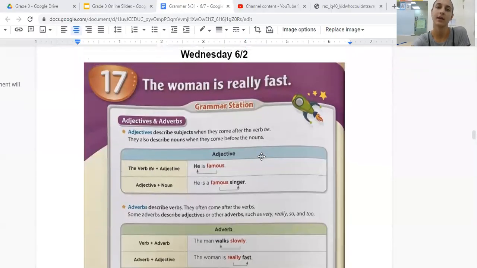So I'm going to share my screen. We are going to start a new unit. And then you can kind of work as we go. You can pause the video as needed, just like with math, write your answers down, and then keep going through.